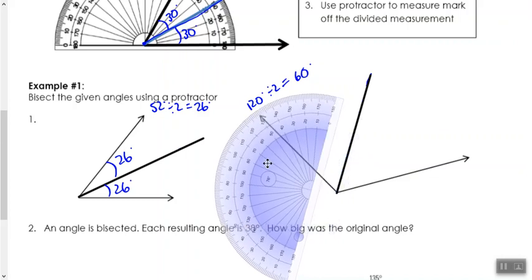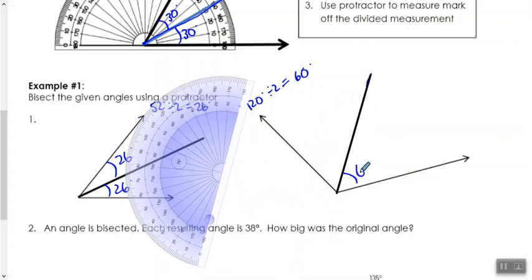There, also 60 degrees. 60, 60, so this is my angle bisector, right?